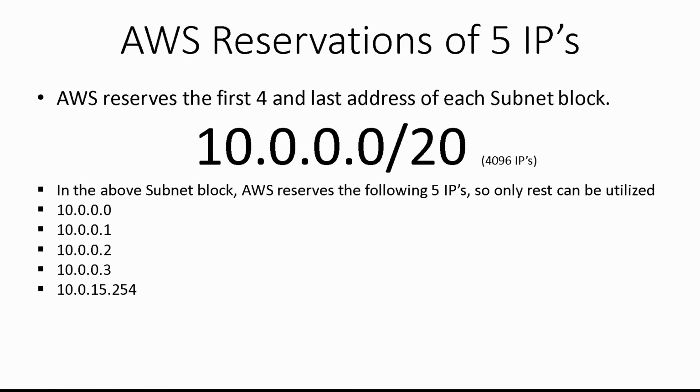We also discussed that AWS will have reservations for IPs. Let's say you created a VPC or subnet with this range. Generally you'll get 4096 IPs in this range because you give /20. So you get 4096 IPs in that. Generally, the first four IPs and the last one will be reserved for AWS. Of course, the rest of it you can use for your requirement.